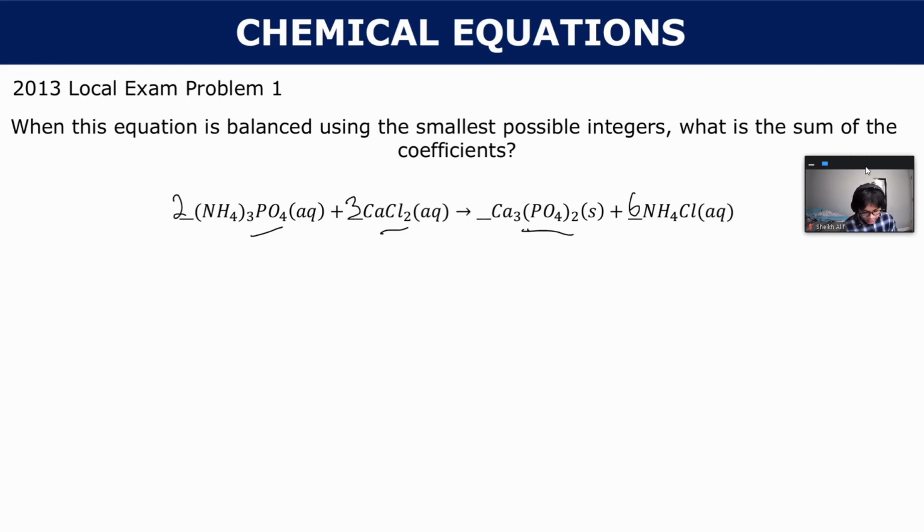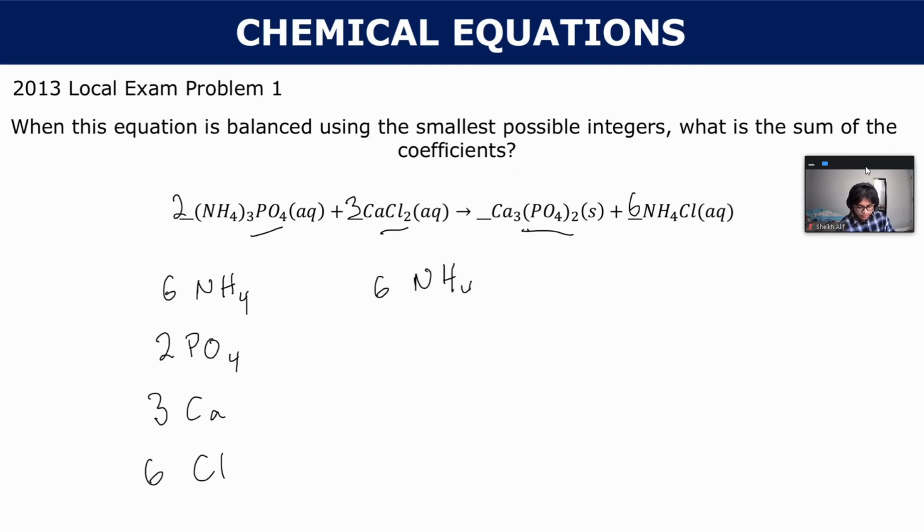And let's see if everything balances. So we have 6 NH4s on this side, 2 phosphates, 3 calcium, and 6 chloride on the left-hand side. And over on the right-hand side, we also have 6 NH4s. We have 2 phosphates, 3 calciums from over here. And we also have 6 chlorides. So that's balanced. We've successfully balanced this monstrous chemical equation.